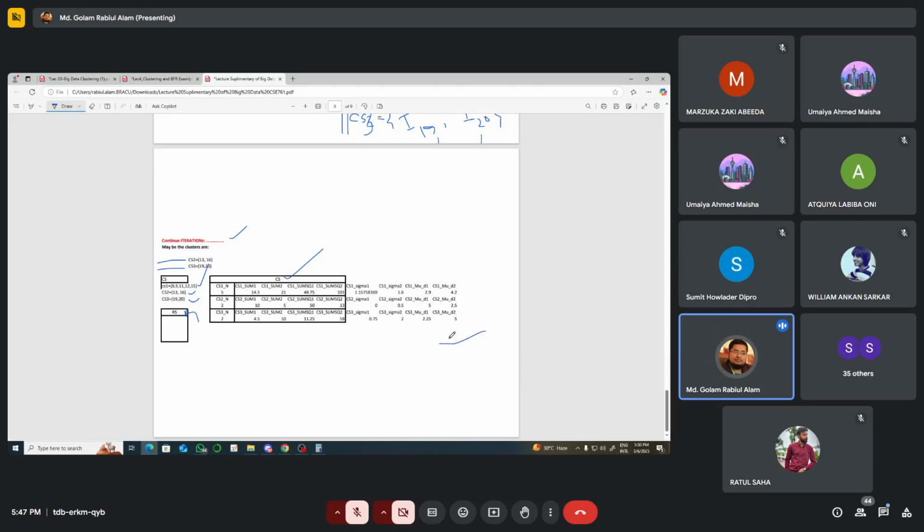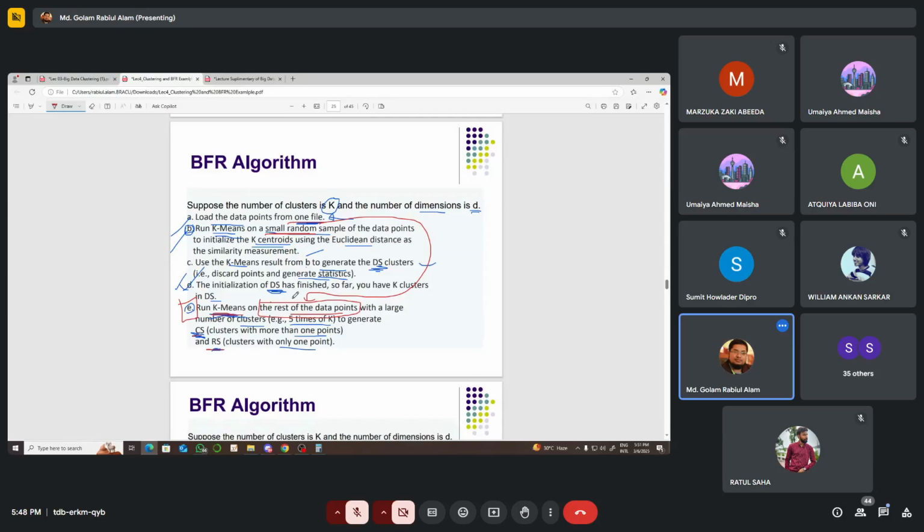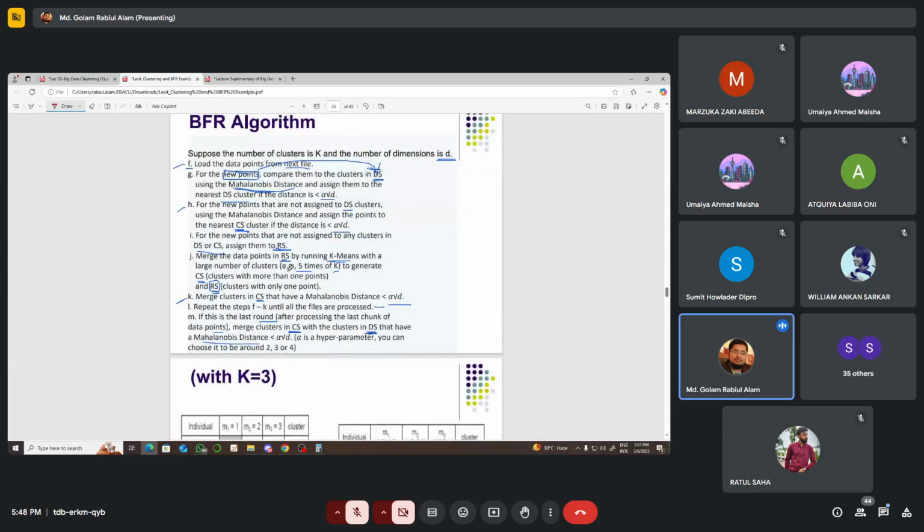Let me just stop here. What we have to do is complete this assignment. What do you have to do next? I have done up to this point in this example: mass data point of RS by running k-means with a large number of clusters to generate CS and RS. I have already generated the CS, and in our RS set there is no element. So I have done up to this.